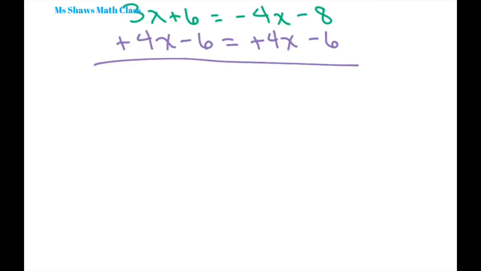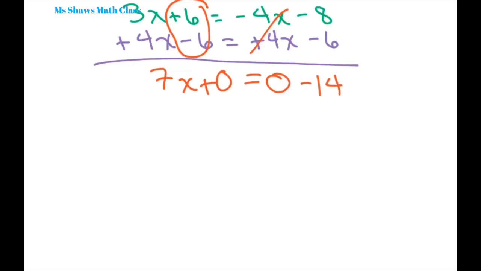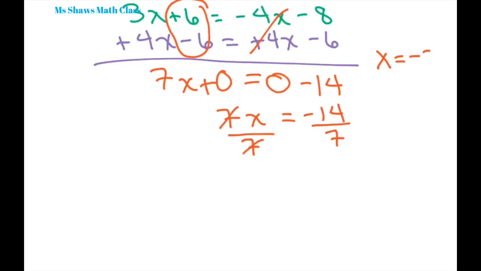All right, so 3x plus 4x is 7x. This gives you 0. This gives you 0. And negative 8 minus 6 is negative 14. So you have 7x equals negative 14. Now using your division property, you can divide both sides by 7. So that gives you 1. So you get x equals negative 2.